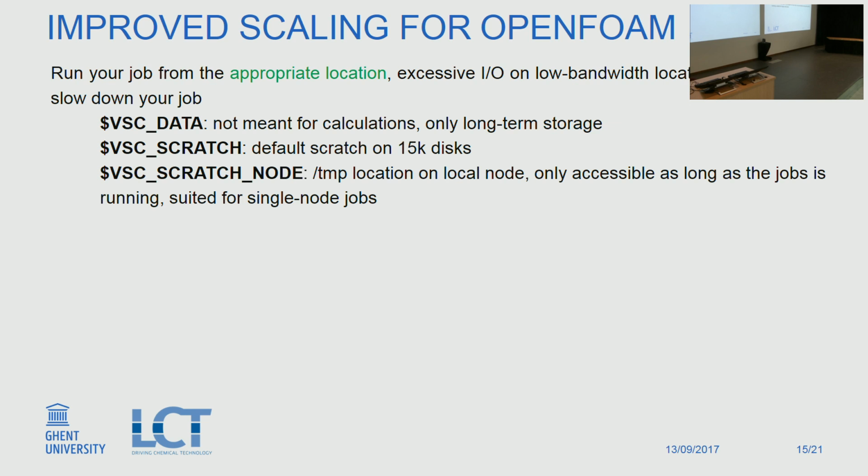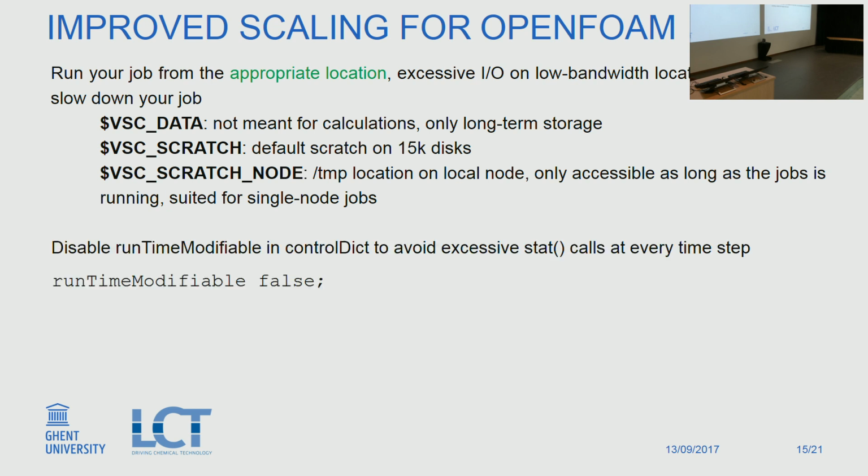There is also the VSC Scratch node, which is a disk located on the compute node itself. That's actually the fastest connection that you can have between the disk and the processor. But that's suited for single node jobs, so you're limited to, for example, 28 processors on Tier 1. It's a temporary directory, so when your job ends, you have to make sure that your data is copied to a centrally accessible location. But that's a good alternative if you have to do a lot of small cases and you need a lot of I/O.